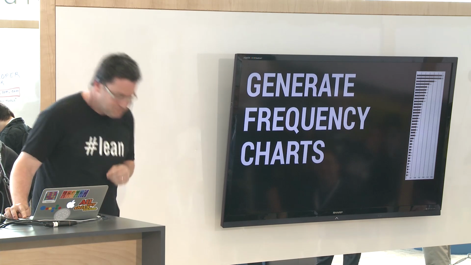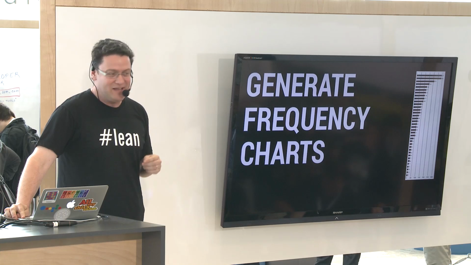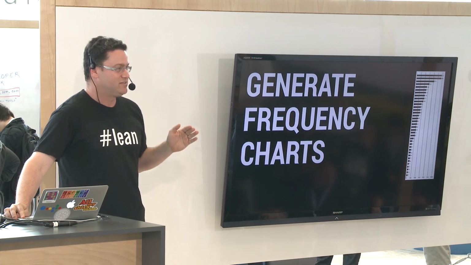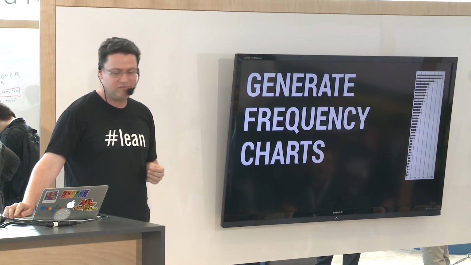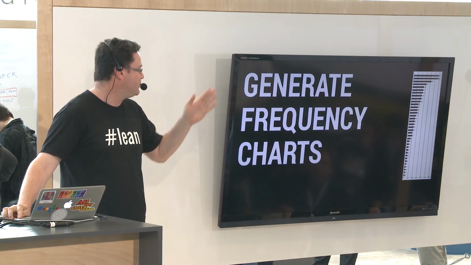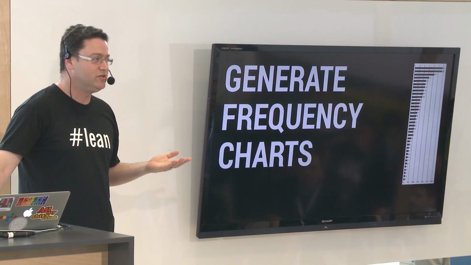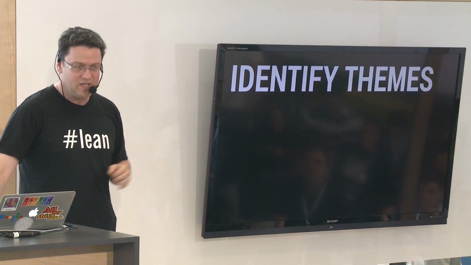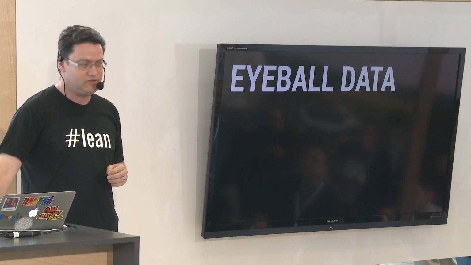And then you can generate frequency charts based on your classification. You're reassembling the data in a meaningful way, so you know what happened most. So maybe if long lines is the main problem, maybe you need to do something about it. And you'll see that you'll very quickly identify themes and what you need to do.